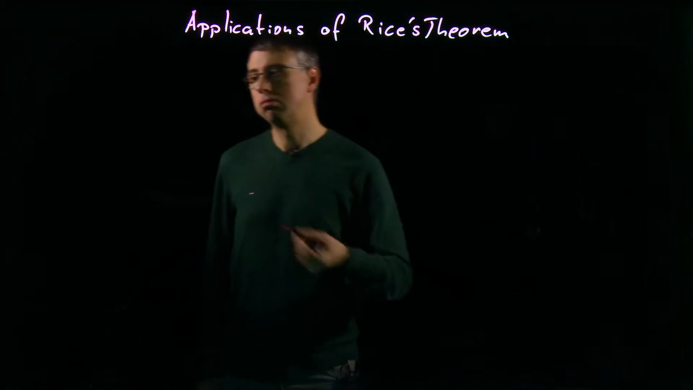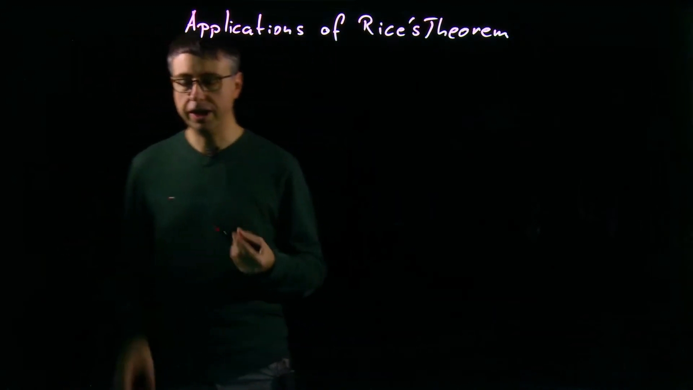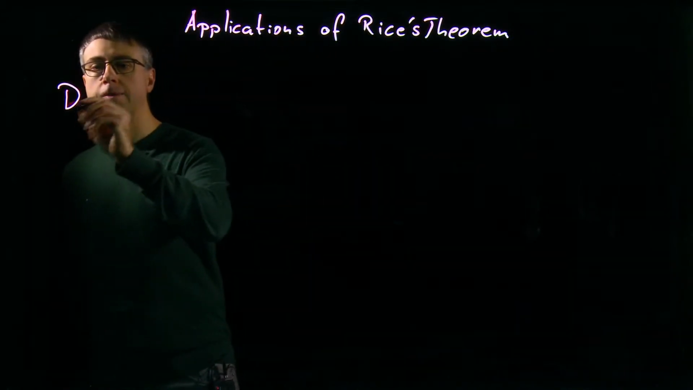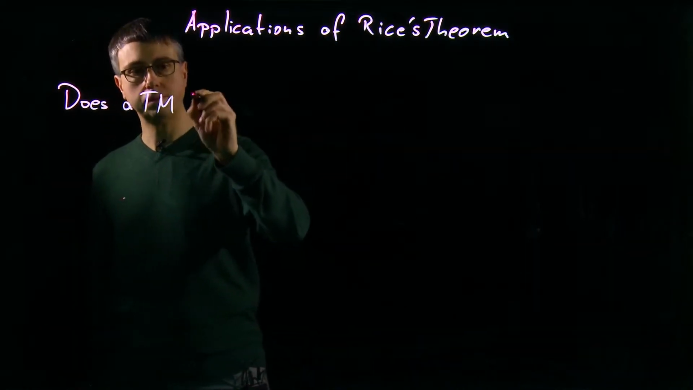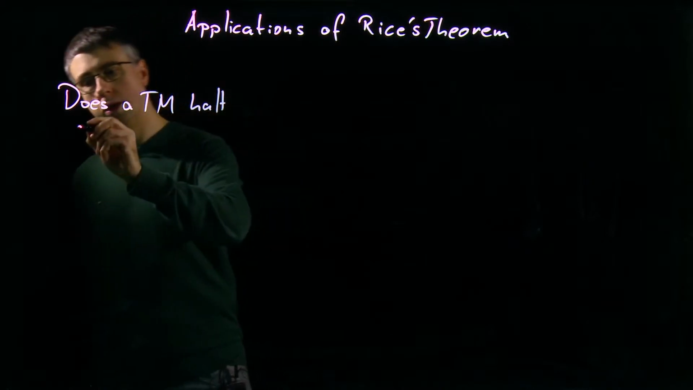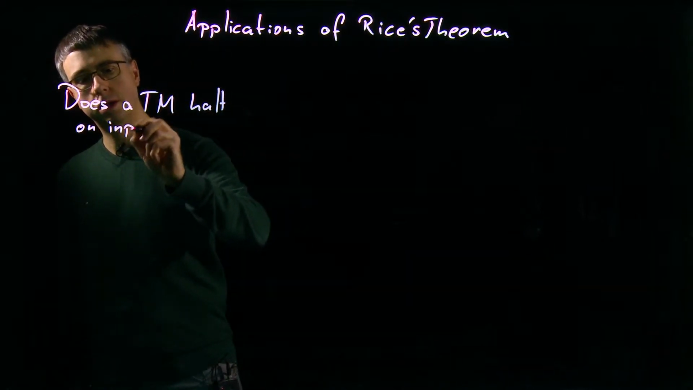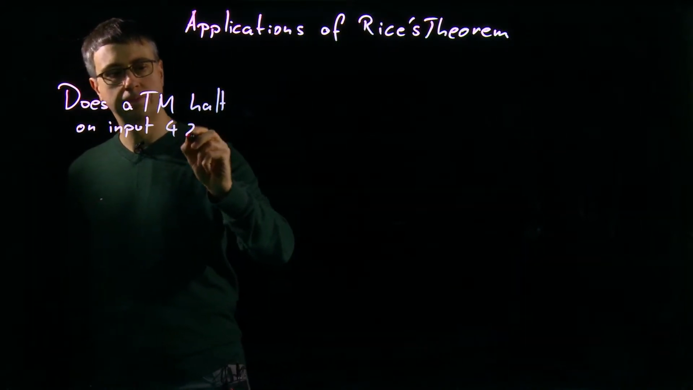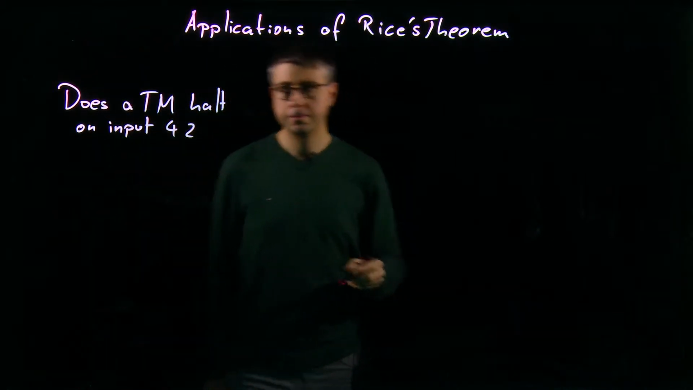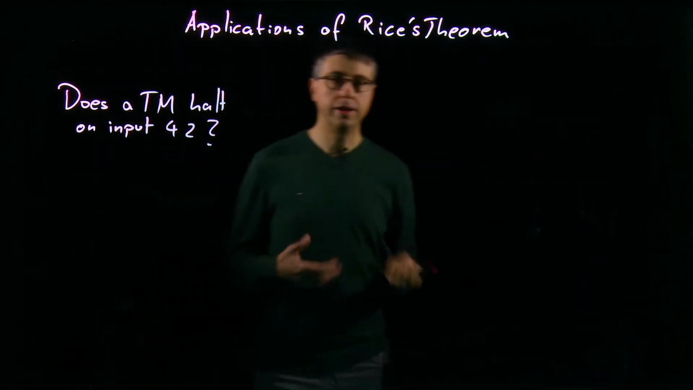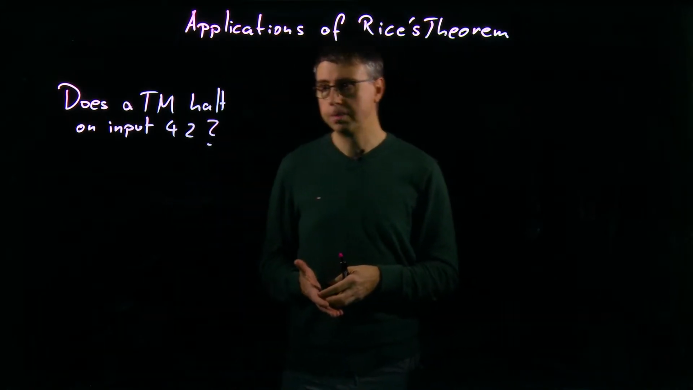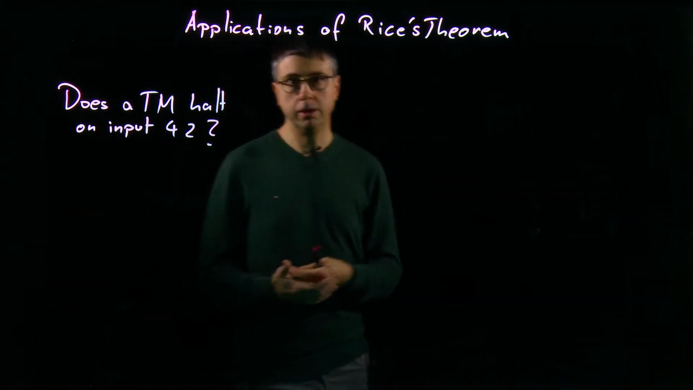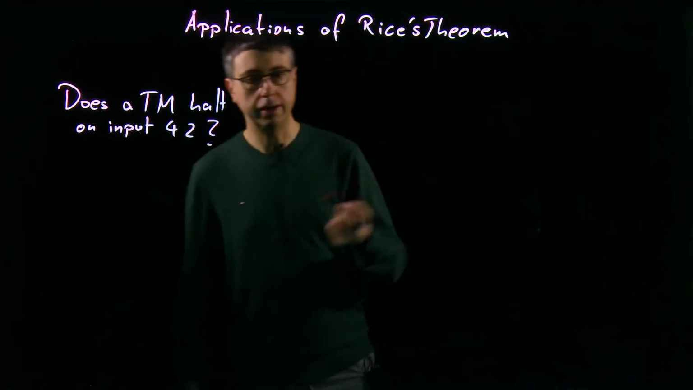For example, we know, or we have the feeling, that the question, does a Turing machine halt on input 42, is undecidable. We already know that it's undecidable whether a Turing machine halts on the empty tape or not. So why should 42 be different? And in fact, it is not.